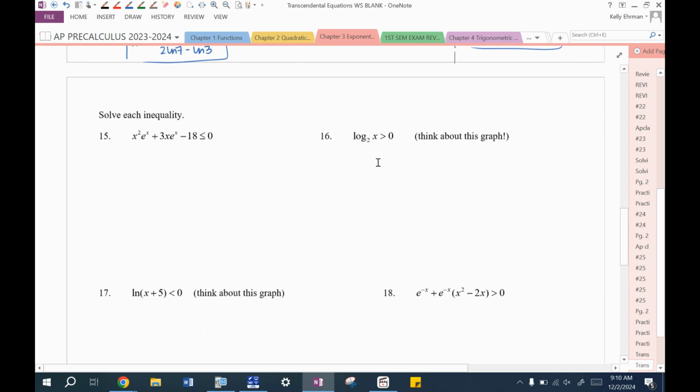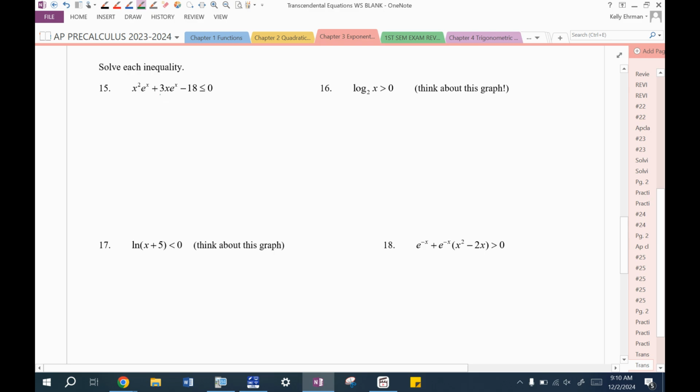All right, what about inequalities? We did these on a homework assignment before break, so let's remember how to do this. Now, if it's exponential, like 15 and 18, you should be factoring and then using a number line and testing sections. If it's a log inequality, we have not done a log inequality yet. I'm only going to give you basic logs. So the best thing to do is just think about the graph, which we need to graph these for our test anyway. So good practice on that. Let's start with the exponential.